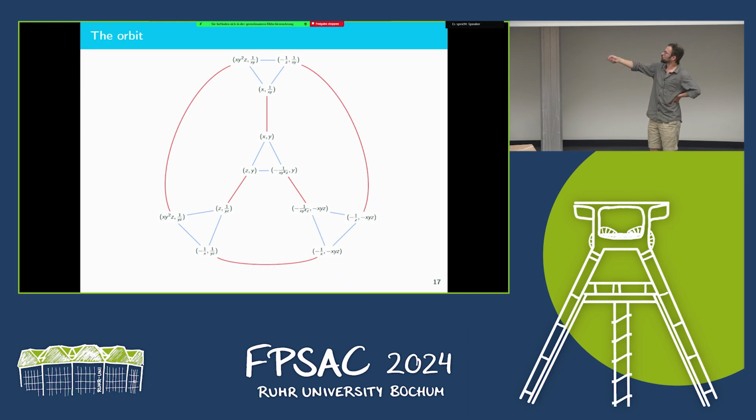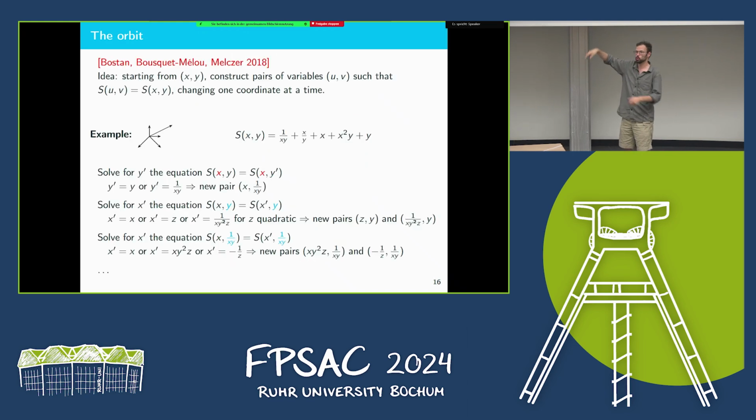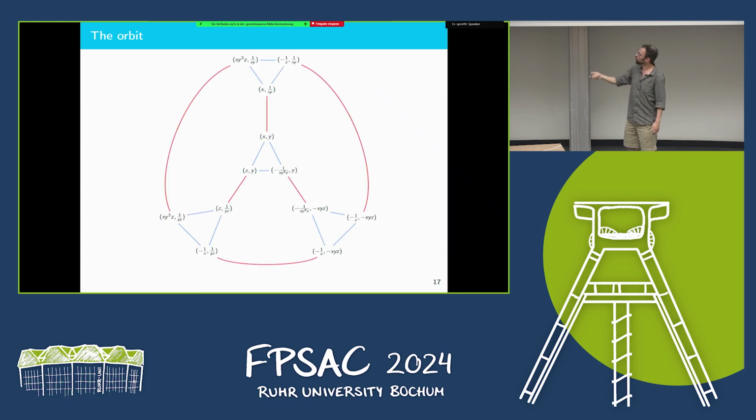So the vertices are labeled by the pairs of variables. The variable z that we find there is a quadratic variable over c(x,y). That's why you have a branching point here. And moreover, z is enough to generate all the pairs of variables in this orbit. And also the edges are colored according to the variable that is changed. So, for instance, this one is red because the x didn't change.